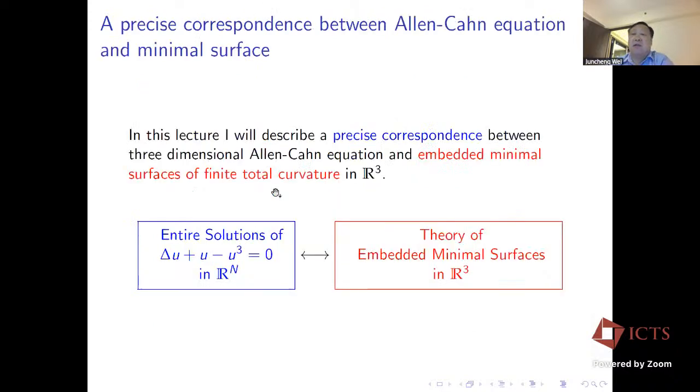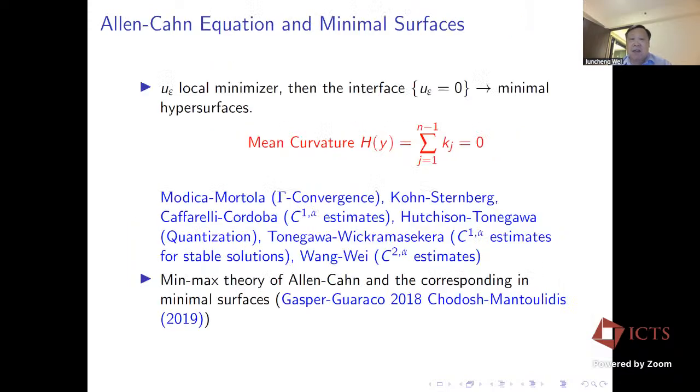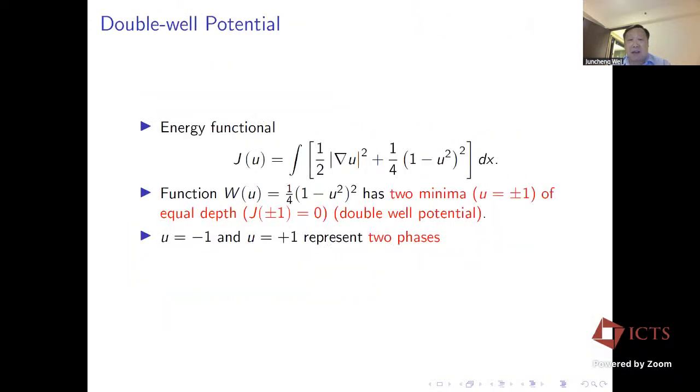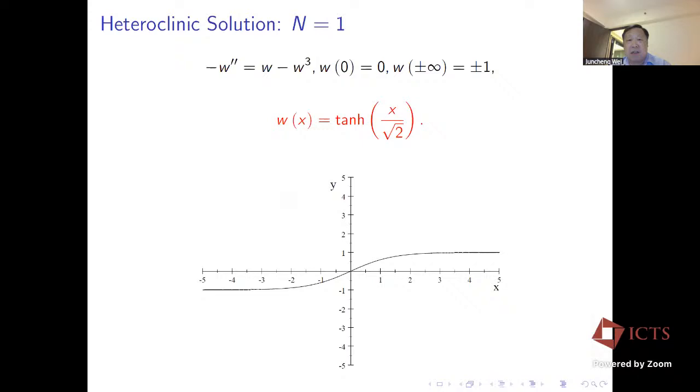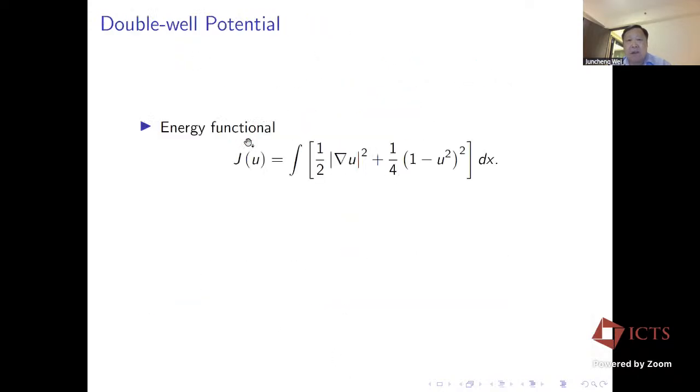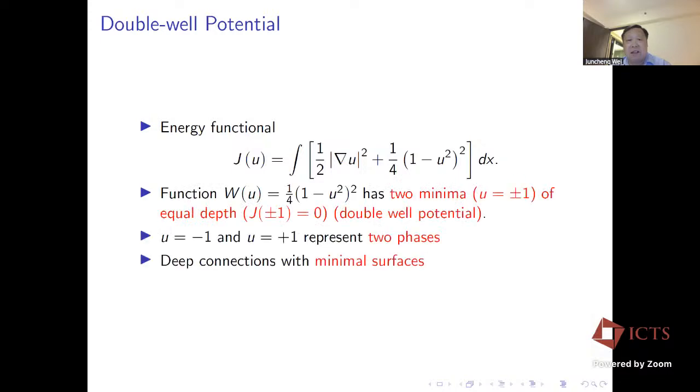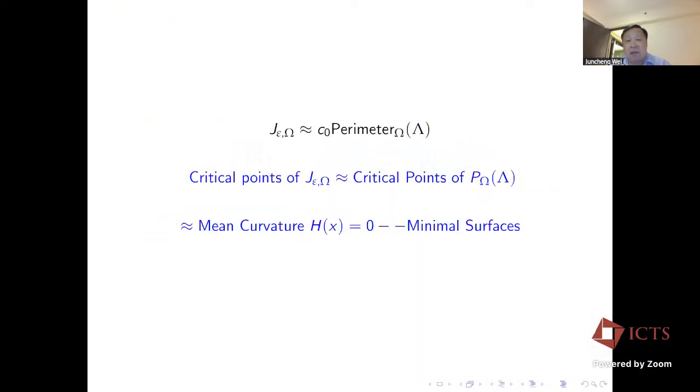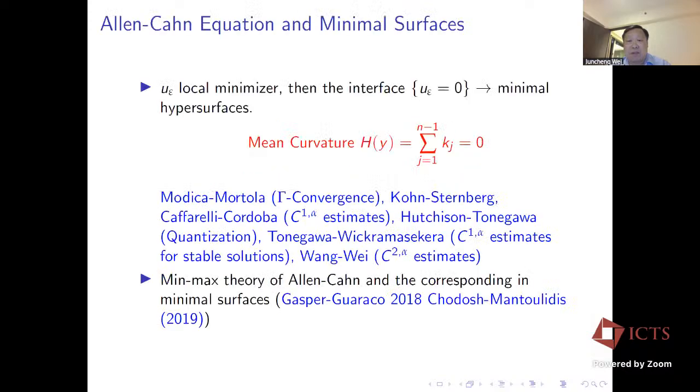All right, so this is the background about the Allen-Cahn equation. This is the equation I'm going to consider now. It has a deep connection with minimal surfaces. Formally, at the critical point level, you see minimal surfaces.